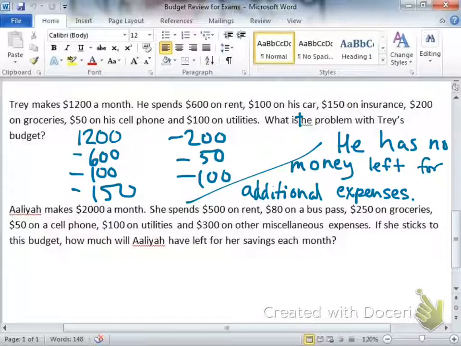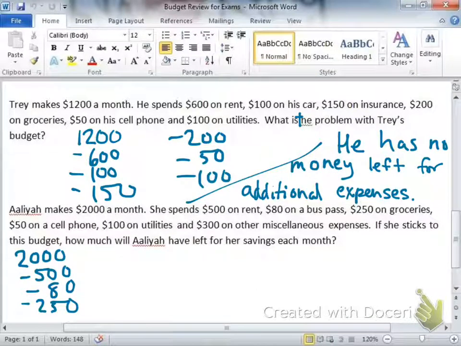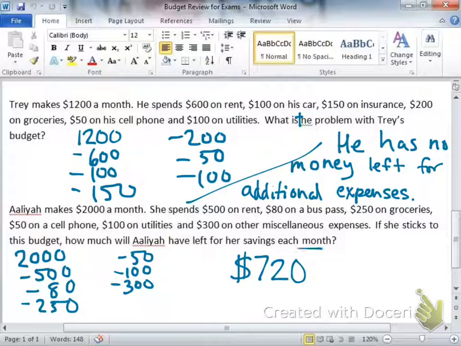720. All right, how'd you find 720? Subtract them all. If she starts with this much, and then she spends 500, and she spends 800, and she spends 250, and she spends 500, and she spends 100, and then she spends 300. When you subtract all those, she has $720 at the end of the month.